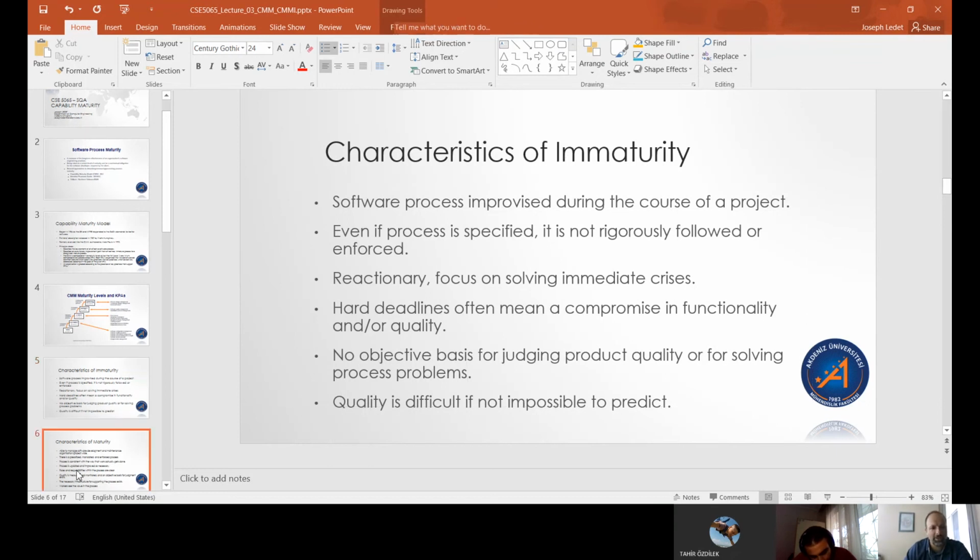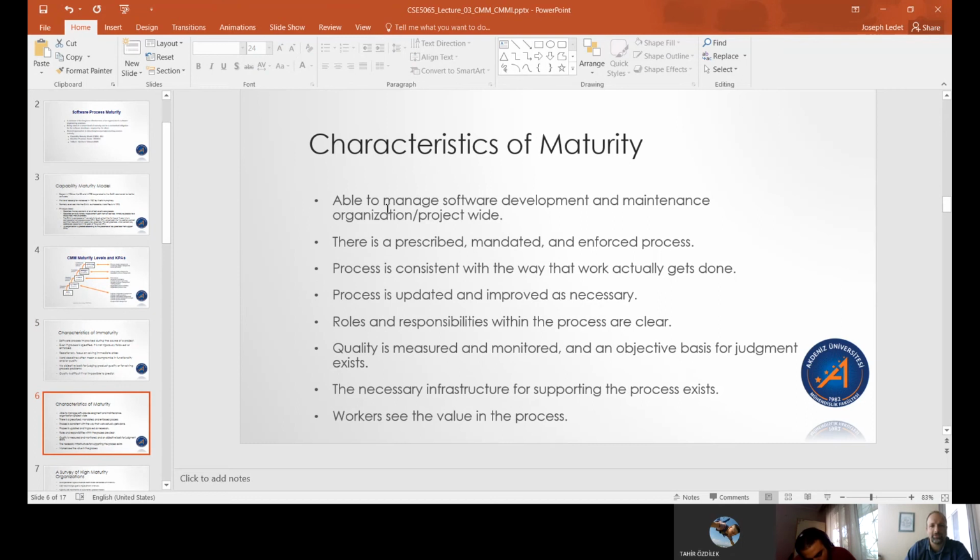So on the flip side, if we're looking at characteristics of a mature system, we have a process in place and it's enforced, and our employees use it, and they've seen that quality is measured and monitored, and they've seen that quality products come out of our process. Again, workers see the value in the process.